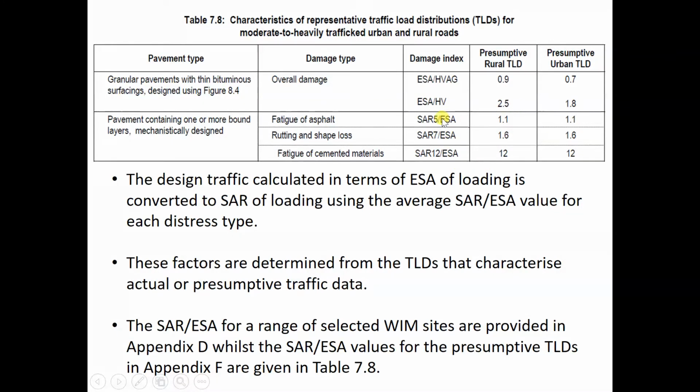So when you have the design traffic, you will get the ESA. Before that, actually, we got the HVAG. HVAG will convert to ESA, but ESA later on will convert to these different SAR 5, SAR 7, SAR 12. How do you convert that? These are the factors. SAR 5 will be equal to 1.1 times the ESA. SAR 7 will be 1.6 multiplied by the ESA. SAR 12 will be 12 multiplied by the ESA.